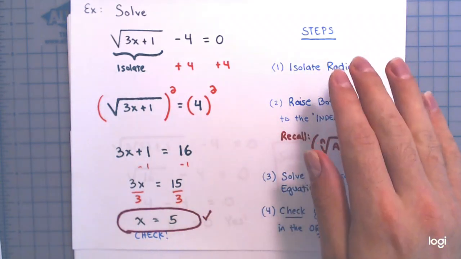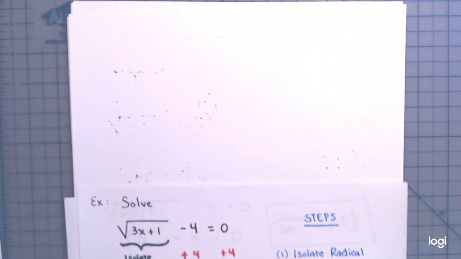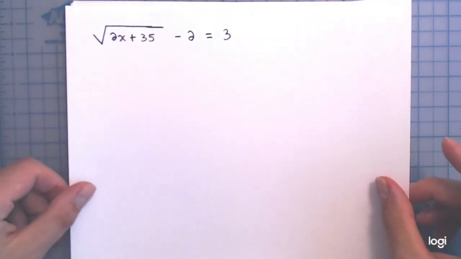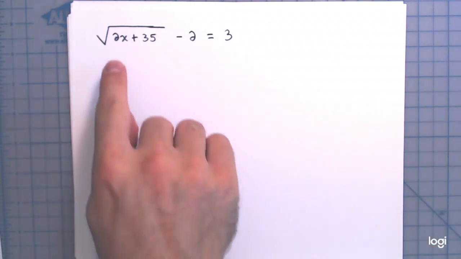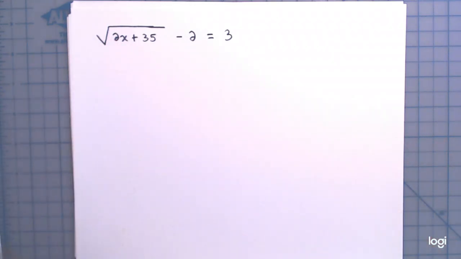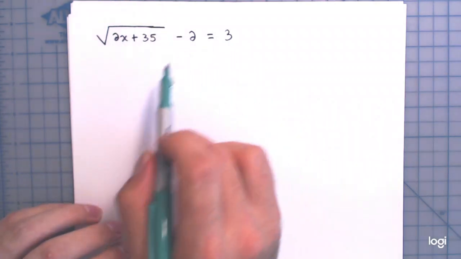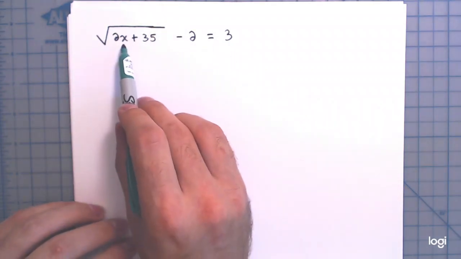Wonderful. All right, so again, keep those steps in mind. I'm going to be doing the same steps every single time. My next example is solving the following equation with a single radical: the square root of 2x plus 35, and then afterwards minus 2 is equal to 3. What value of x or values of x make this a true statement?